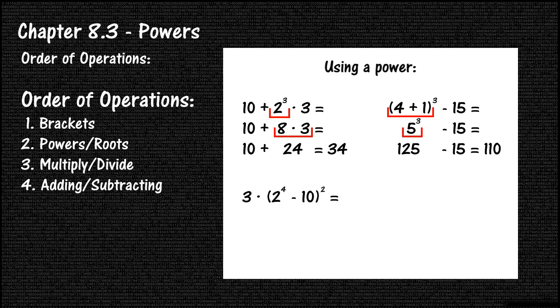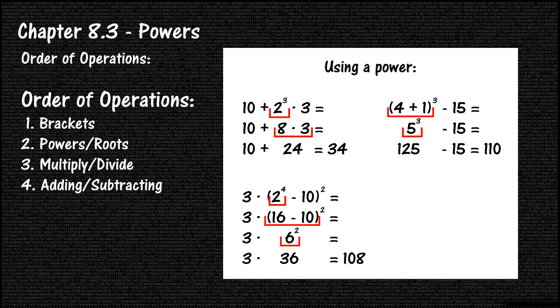And in 3 times (2 to the power of 4 minus 10) squared, we start with the brackets. Inside the brackets we have a power, so we start with that. 2 to the power of 4 is 16, so we receive 3 times (16 minus 10) squared. We then turn the bracket into 6, so we now have 3 times 6 squared. 6 squared is 36, and 3 times 36 is 108. And with that, we've discussed the basics of powers.